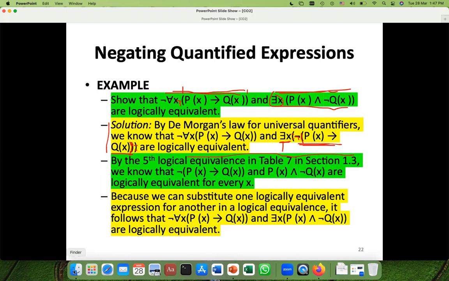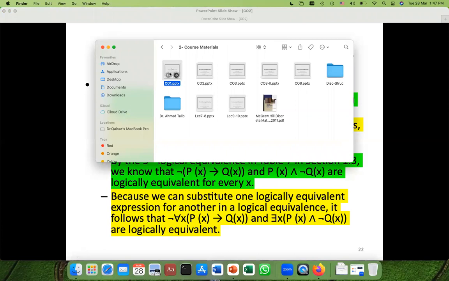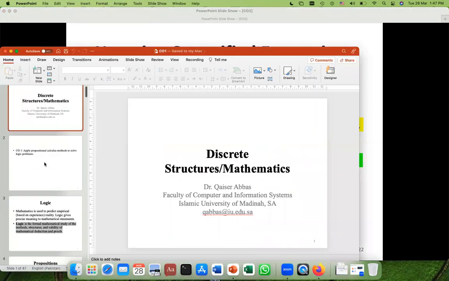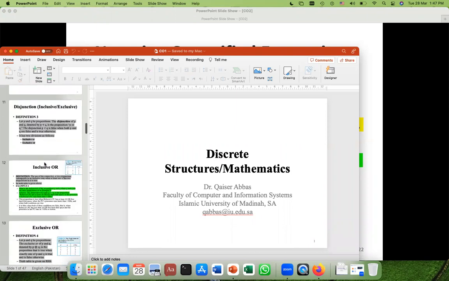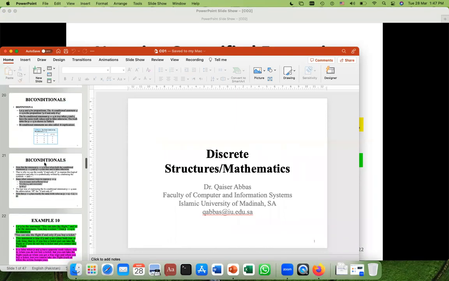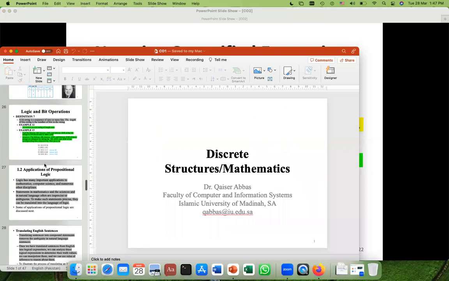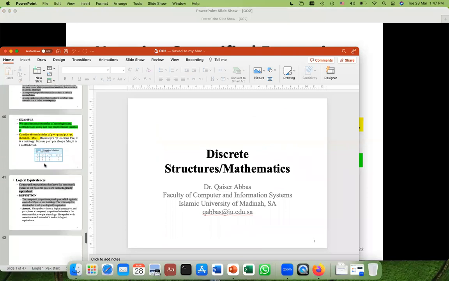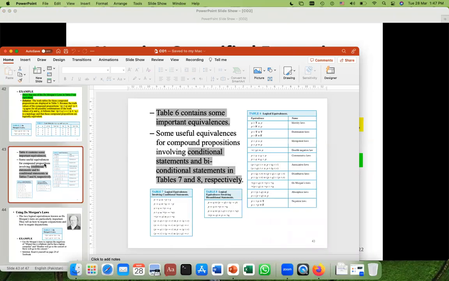So if you will just go into CO1, and if you will see those tables, so this is that slide.